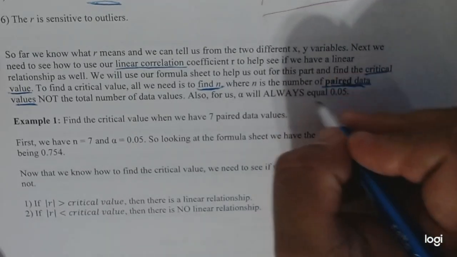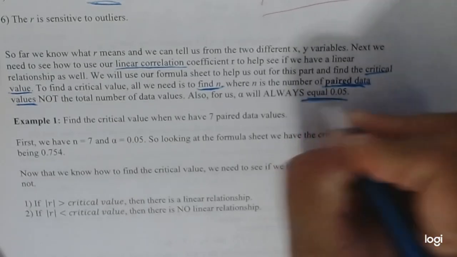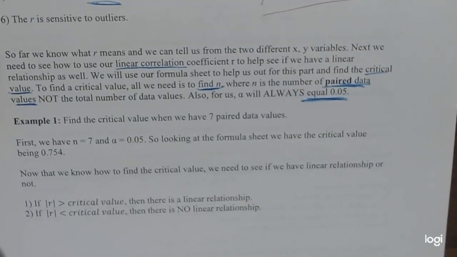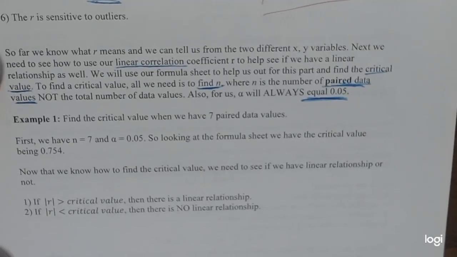And in our case, alpha will always be 0.05, which essentially is not going to help us out anyway, but just in case you have a different formula sheet, it's going to matter when it comes to alpha. It's going to be 0.05. Okay. All right, so let's do the example in the next video.